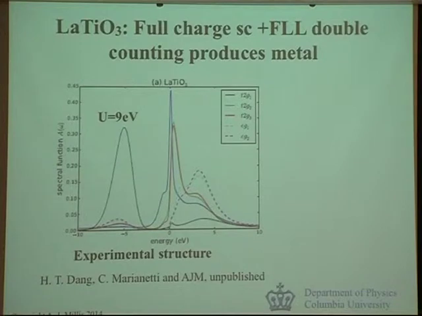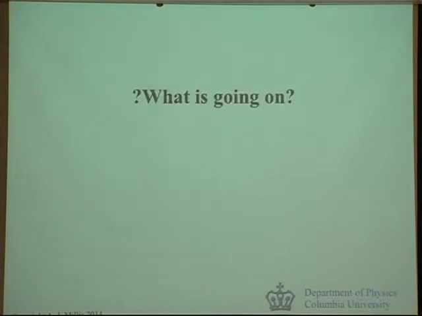And what you discover is you always get a metal. It puts the P levels so close to the D levels that you don't get an insulator at all. All right. So what's going on here?